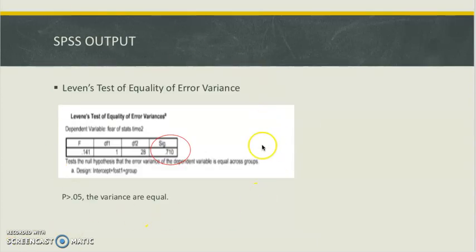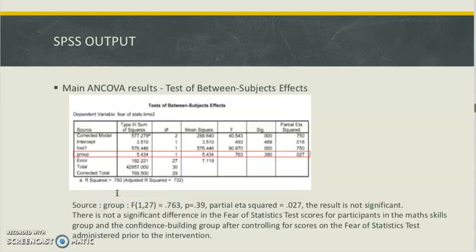So this is the result of Levene's test of equality of error variance. There's one assumption that you have to fulfill, which is equal variance assumed. From here, the significant value is 0.710, which is more than 0.05. So the variances are equal.